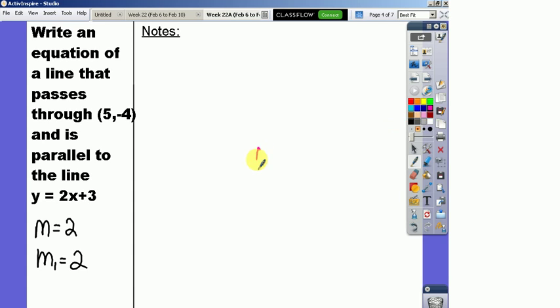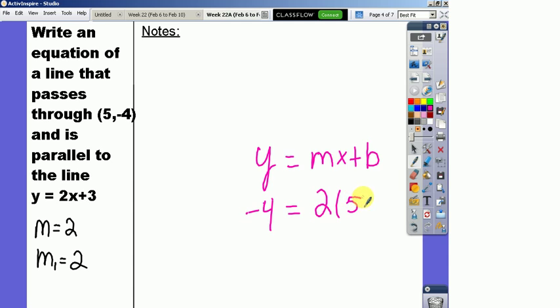So we're going to use y equals mx plus b, slope-intercept form. What do you think I will replace the y with? Not 3 or 2. Negative 4, with the point that you want it to pass through. Replace y with the point that you want it to pass through. So negative 4. M is going to be what? 2. Right, you want it to be parallel. X is going to be 5. And then we're solving for the value of b.